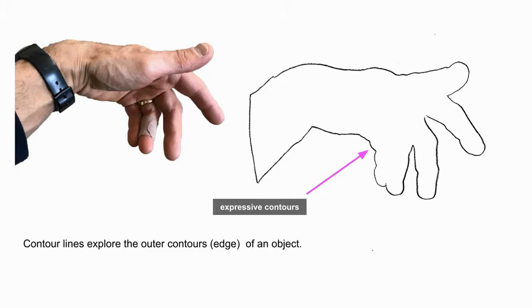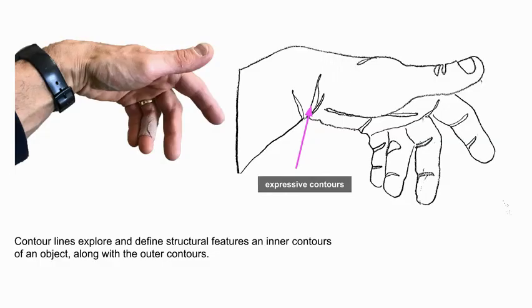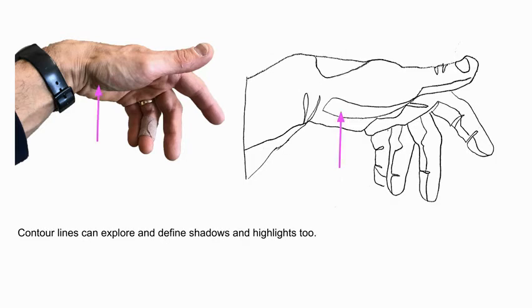So as we've already established, contour lines explore the outer edges of an object, of a shape, but they can also be used to explore inner forms. So in this case, the inner wrinkles and bumps and structural features of the hand are also explored with contour lines. Here's another example. So it's not just the outline. You could think of it as like outlining shadows and outlining bumps and outlining structural features.